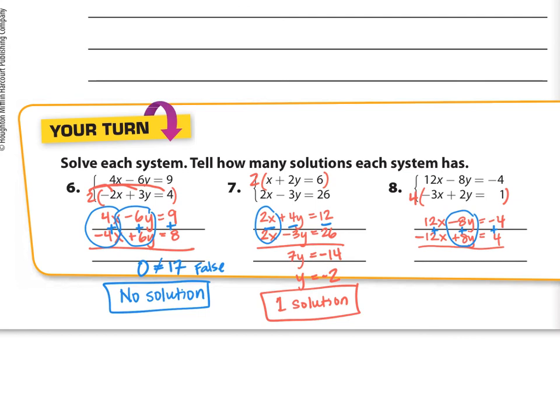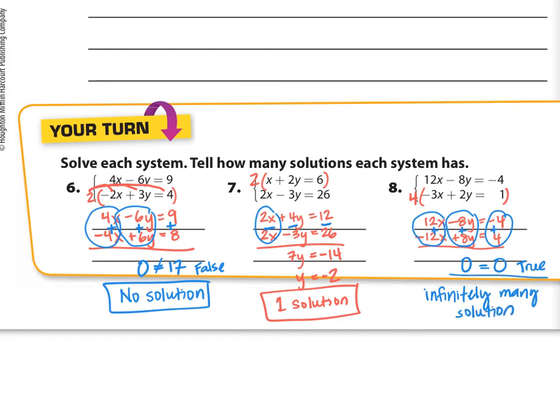So let's add everything else. So I got positive 12x plus negative 12x. Well, that's a 0. And I got negative 4 plus positive 4. That is also a 0. And looks like we don't have anything left over. So I got 0 on the left side equals a 0 on the right side. Now this is a true statement. So if you remember what this means, it is infinite or infinitely many solutions, or infinitely many answers.